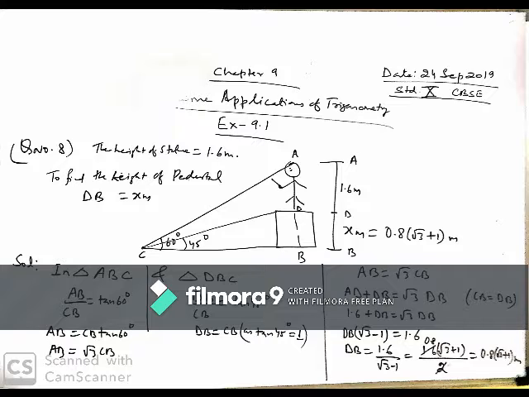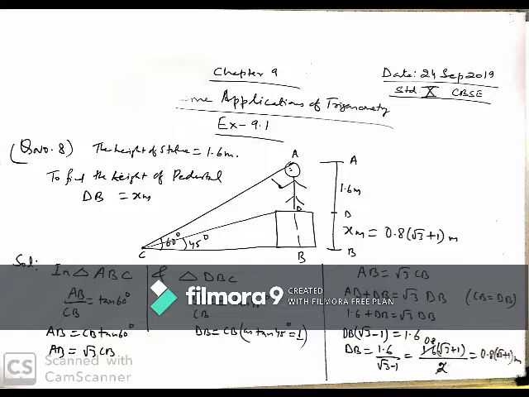Now AB is what? AD plus DB. So we can write AD plus DB is equal to root 3 DB. AD we already know is 1.6 meters. DB we are not knowing, which we need to find out. And the right hand side is root 3 DB, because DB is equal to CB already. Then we subtract, and it becomes DB into root 3 minus 1 is equal to 1.6. Now DB is equal to 1.6 by root 3 minus 1.